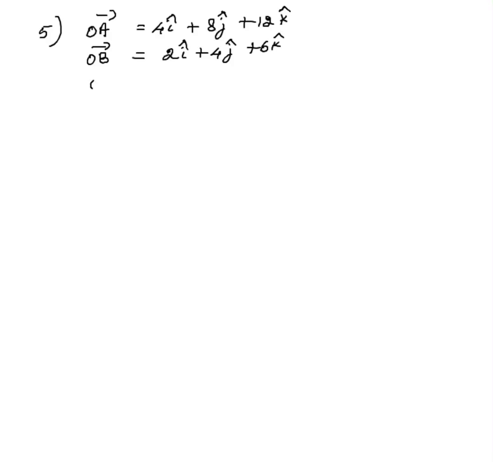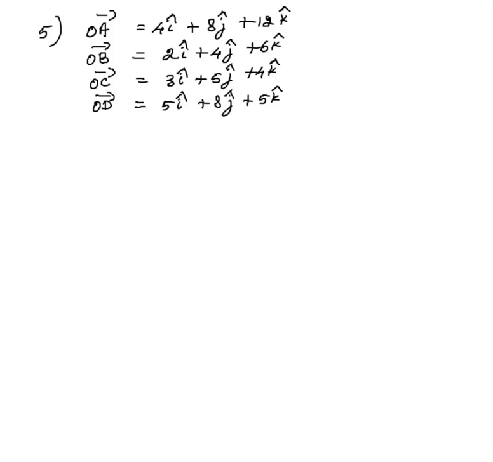5. Show that the 4 points with position vectors 4i cap plus 8j cap plus 12k cap, we will take these 4 points as A, B, C, D. Second vector 2i cap plus 4j cap plus 6k cap. The third position vector is 3i cap plus 5j cap plus 4k cap. And the last point is 5i cap plus 8j cap plus 5k cap are coplanar.